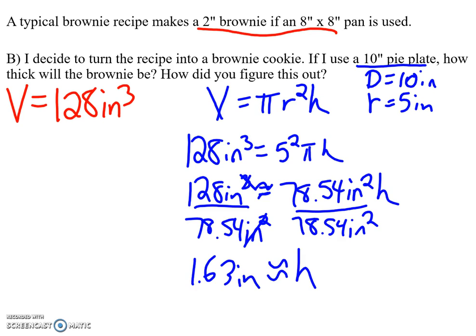So again, it's the idea that I keep the same volume, and what's going to change in this case are the dimensions that make up that volume. But overall, it's still the same total amount of batter that I have to make that brownie.